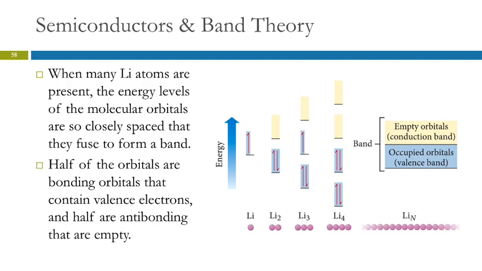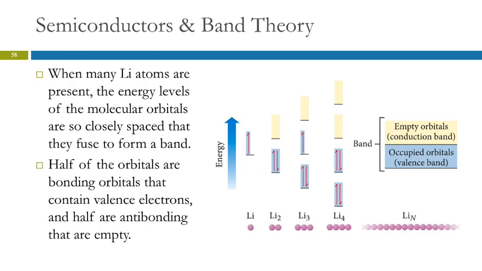So here we have an illustration. Here we've got one lithium atom. It's got one valence electron in this orbital here. When we combine two lithium atoms, they each have an orbital, and when those orbitals combine into molecular orbitals, you get a bonding orbital and an anti-bonding orbital. So those two electrons are going to go into the bonding orbital and leave the anti-bonding orbital empty.